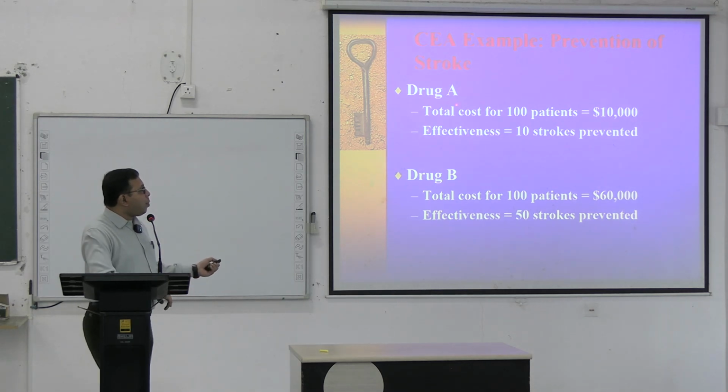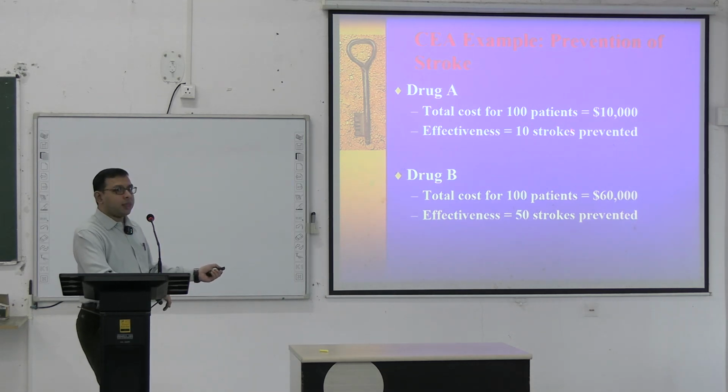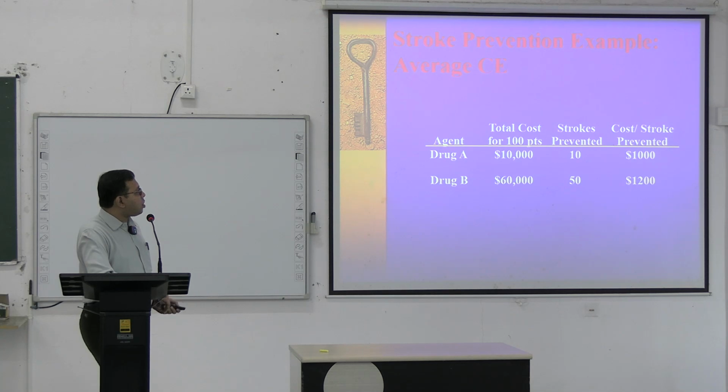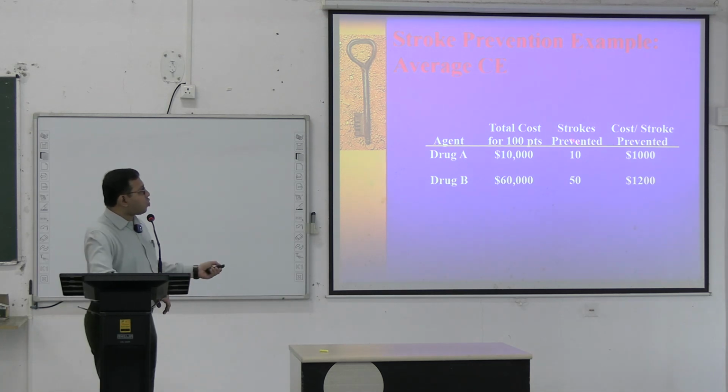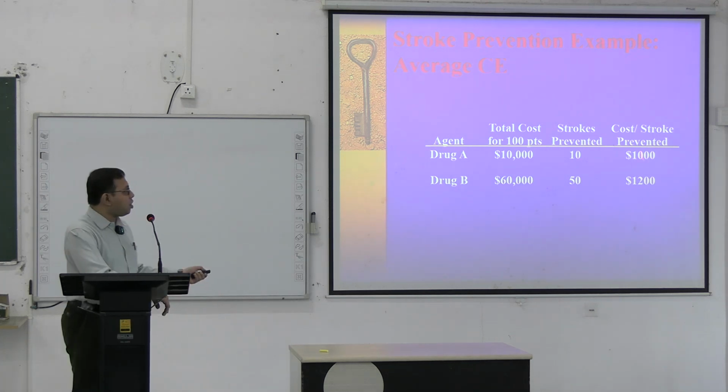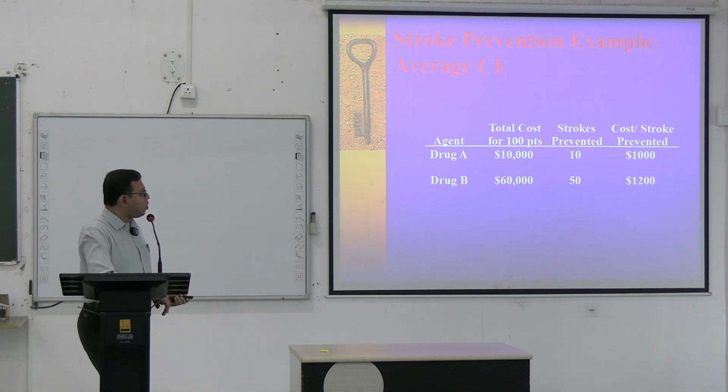Again the same thing, for example: for drug A, the total cost for 100 patients is approximately $10,000 and effectiveness is 10 strokes prevented, and for drug B the total cost for 100 patients is $60,000 and effectiveness is 50 strokes prevented. Okay. So, we can calculate this. Cost per stroke prevented for drug A is $1,000 and for drug B is $1,200. From this calculation we can see that there is a $200 gap between these.